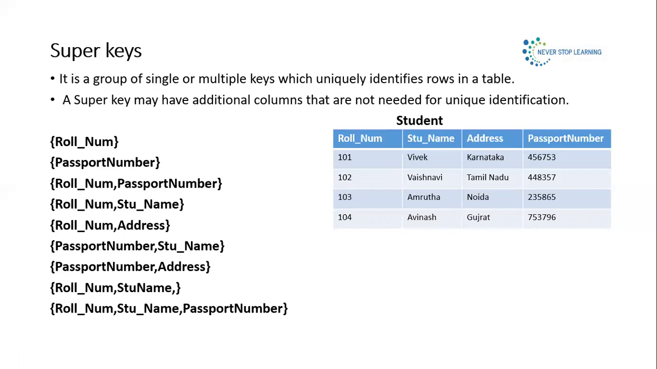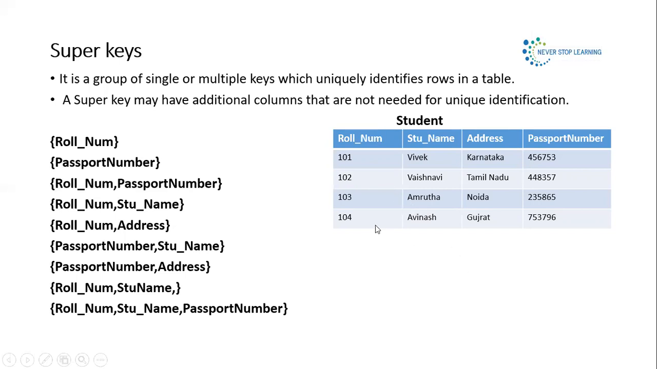So as you can see here, let's check this column. What the definition is saying, it is a group of single or multiple keys which uniquely identifies the row. Means there should be some uniqueness, there should be something which is not common to others, and that particular unique value we will select, and on the basis of that we will try to fetch other values. Fine. So if you can see this table, there is a possibility that following super keys can be present in this student table.